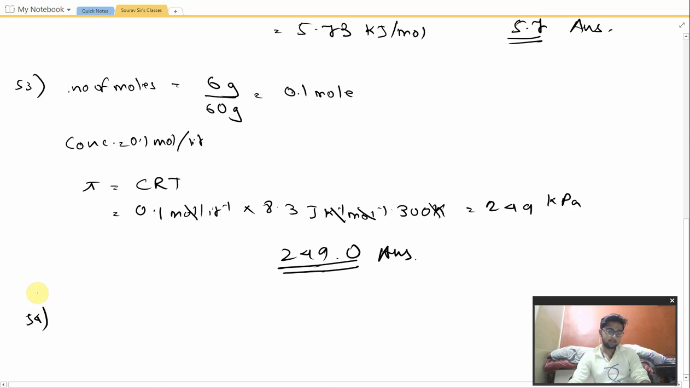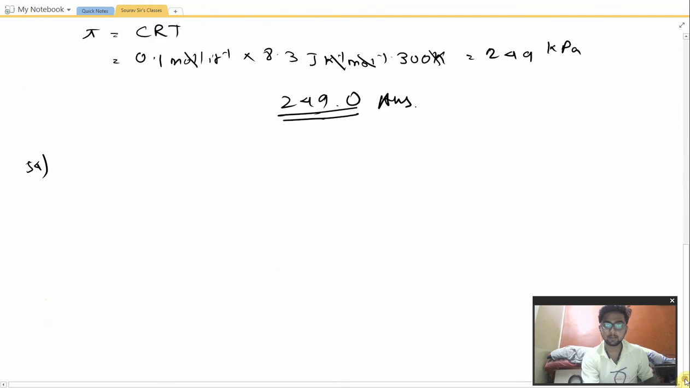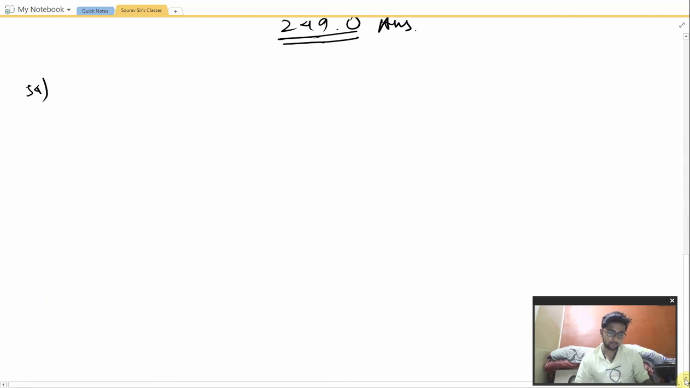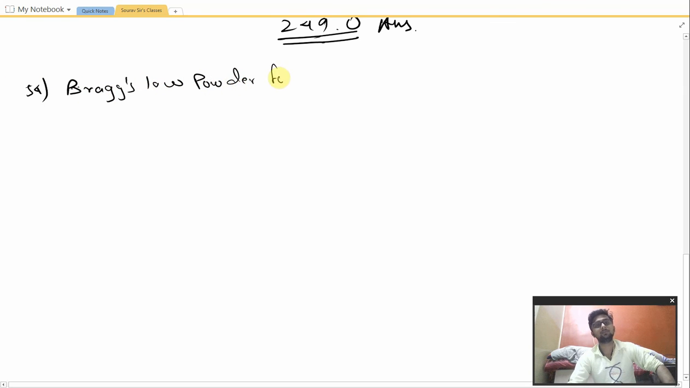It says that the first order reflection of the 220 plane of a crystal is observed at the glancing angle of 22 degree. So the wavelength of the X-ray that is used is dash picometer. In this case we have to use Bragg's law and the powder formula combined.